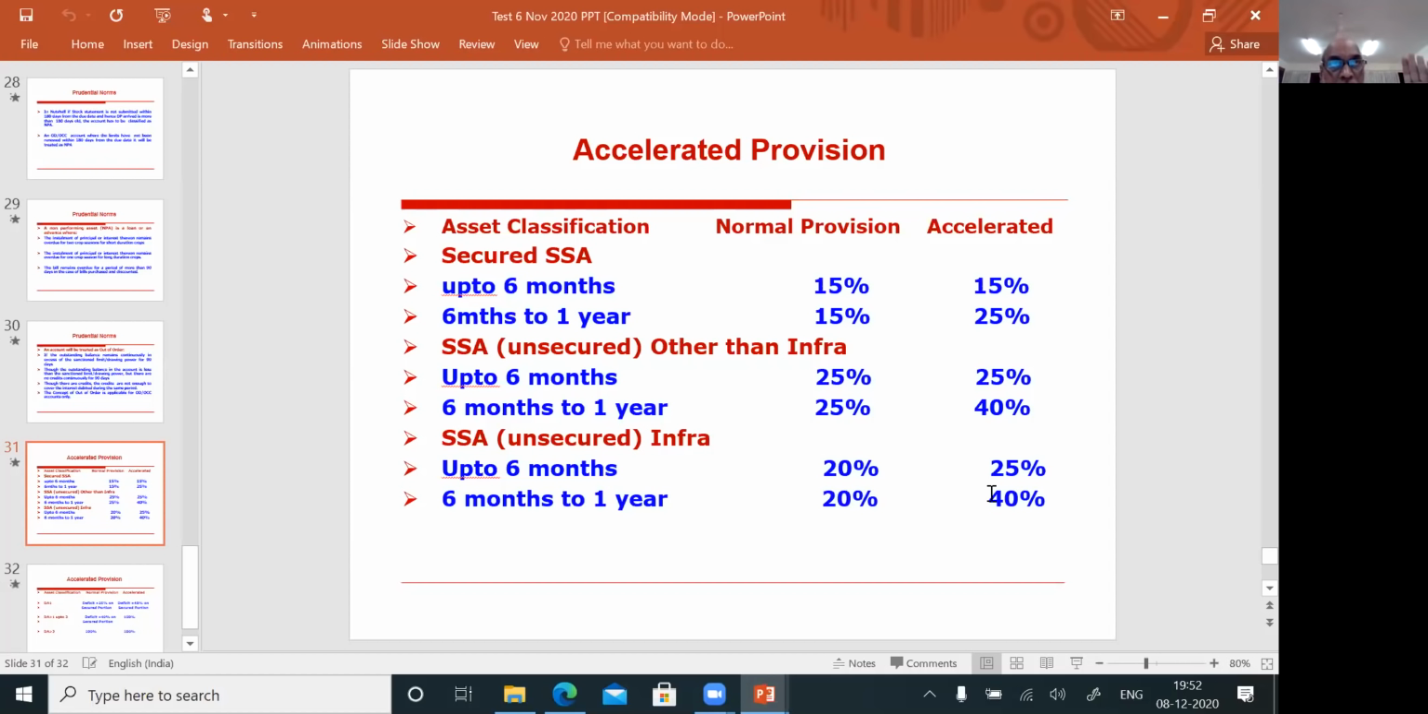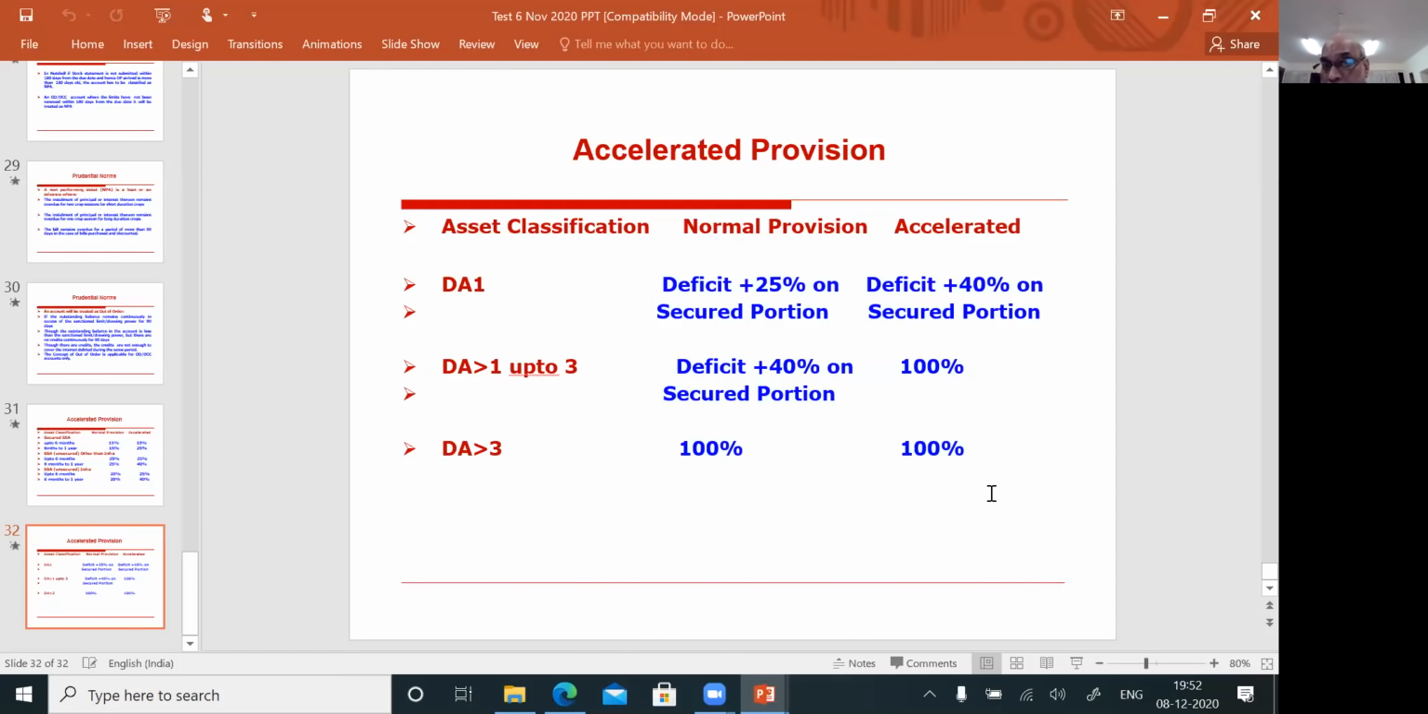Normal provision: 15%, 25%, 20%. What is 15% for? Secured substandard for 12 months. What is for unsecured substandard other than infrastructure for 12 months? 25%. For infrastructure, what is that? 20%. If the advances are not properly classified, if you continue to show them as a standard asset, then depending upon the age of the NPA, you have to keep more provision. That provision is called accelerated provision. This is for substandard. What is the accelerated provision for a doubtful asset? We'll see in the next slide.